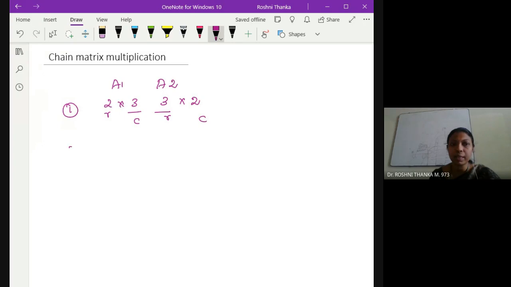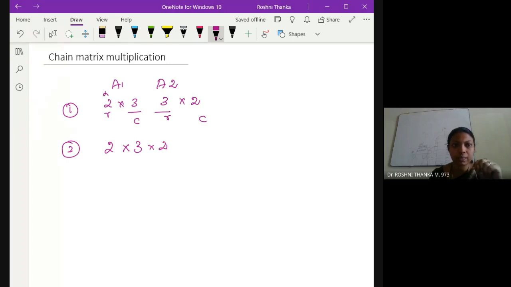The second thing we are going to say here is, if I want to multiply these two matrices, what is the cost of multiplying them? What does the cost mean? How many multiplications are required to multiply these two matrices? You take this 2 into... among these two, this column and this row are both the same, right? So you have to take only one of them. Both are 3, so I take 3 into this 2.